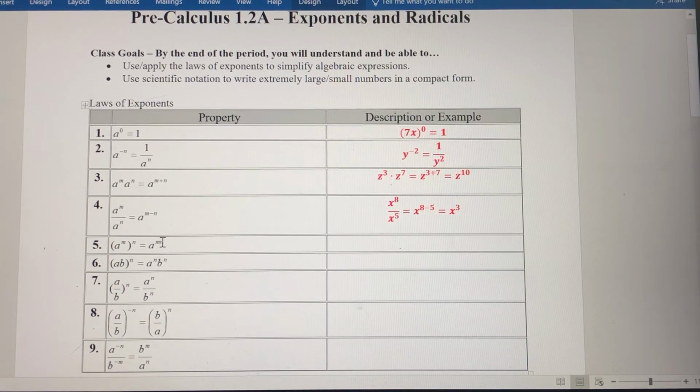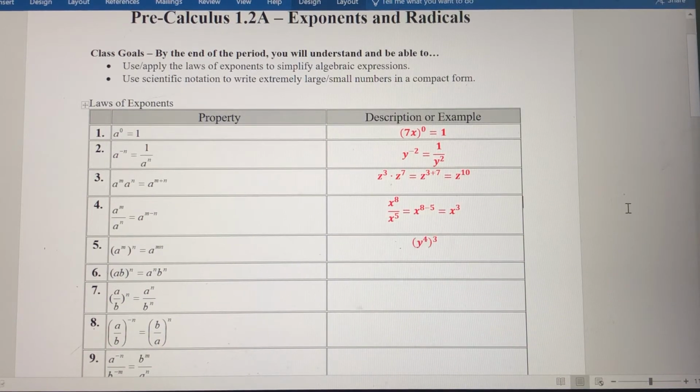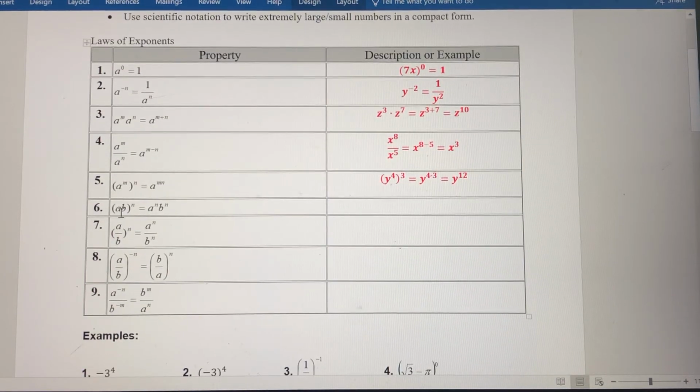The base stays the same, and my exponent will be the product of those two exponents. So if I'm going to raise y to the 4th to the 3rd power, I've got a power raised to a power, then I'm going to multiply those exponents, 4 times 3, which gives me y to the 12th as my answer.